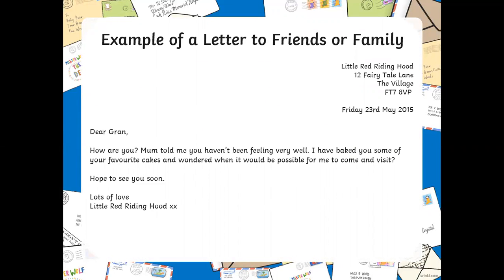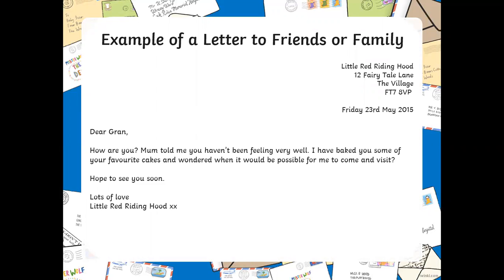The letter you're going to start to write today is going to be based on the film Taking Flight we looked at last week. You are going to write a letter to a friend or family member telling them about your day at Grandpa's. Remember, you're going to imagine that you are Tony in the film, so you'll be telling them all about your exciting day.